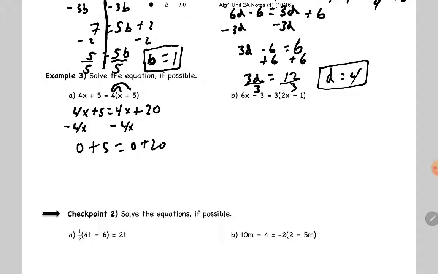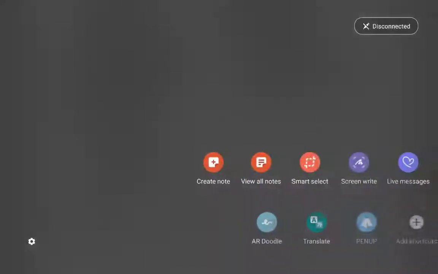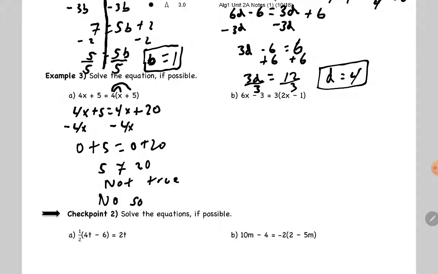So this is not possible to solve, because 5 does not equal 20. It's not true. So there is no solution. You can plug in any x value and it will not work.